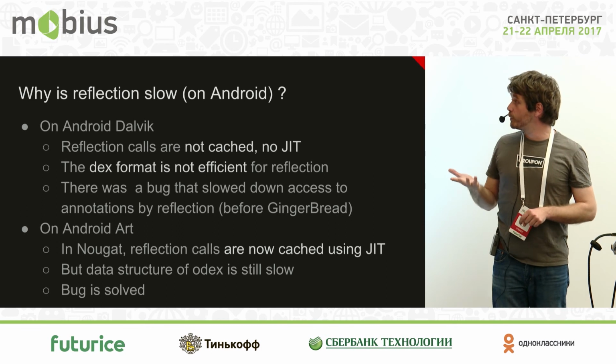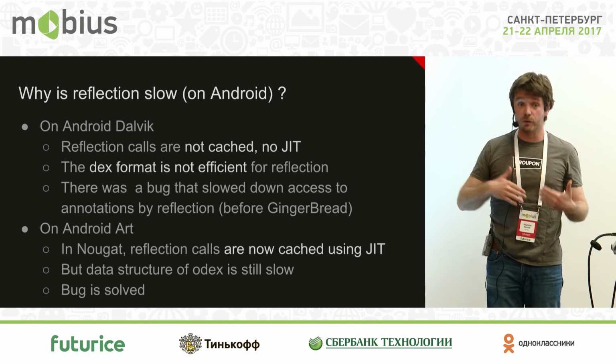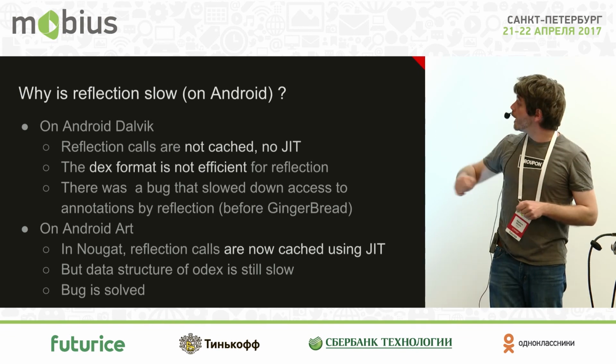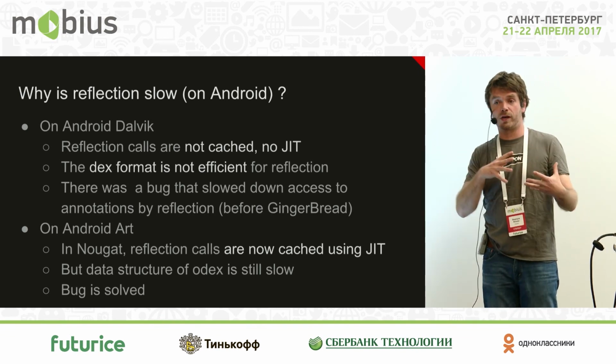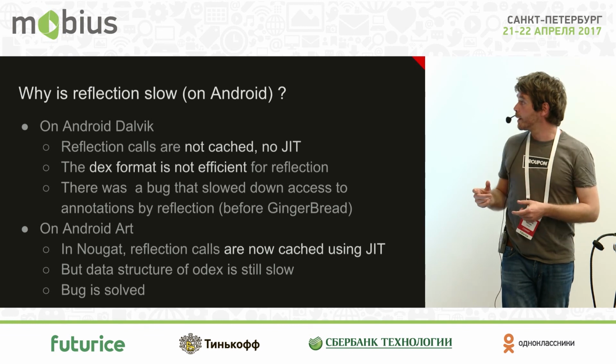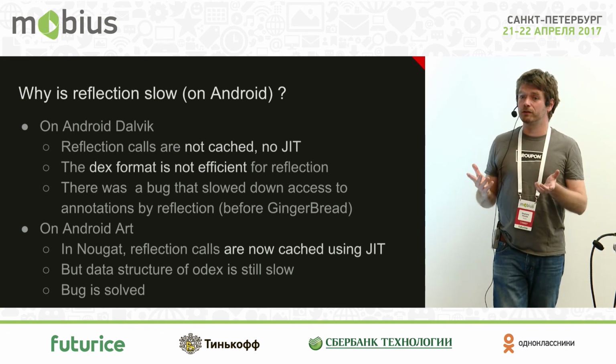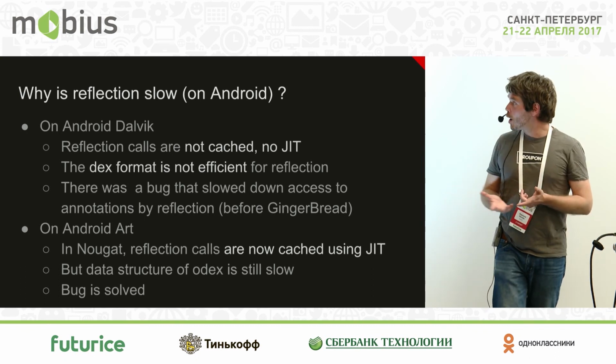Now in Nougat, there are even some reflection calls that are now cached. So after a few calls, they will be replaced by bytecodes, and they will be injected instead of the reflection call. So it gets a bit faster. But still, the data structure of the ODEX is not really designed for that. So it's still a bit slow. A bit slow, yeah.